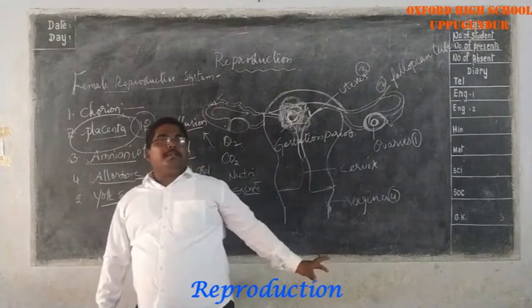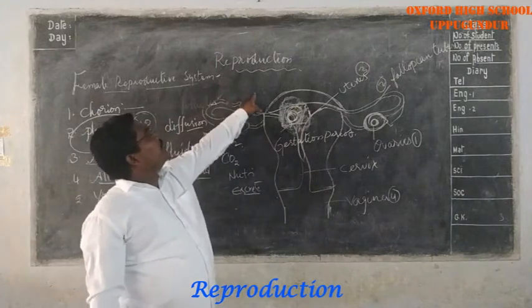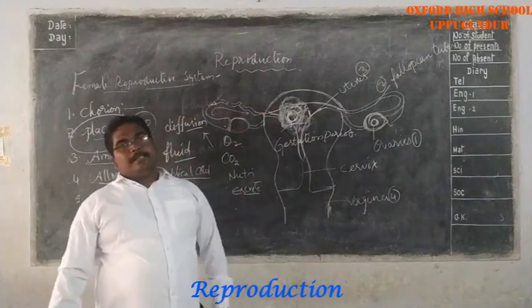Okay, these are the parts that are present in the female reproductive system. Okay, thank you very much.